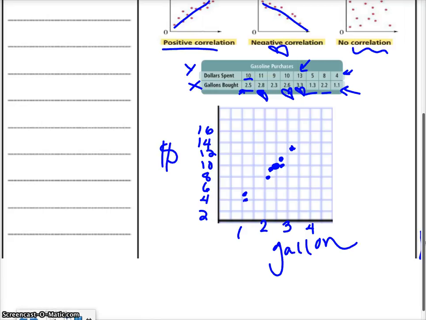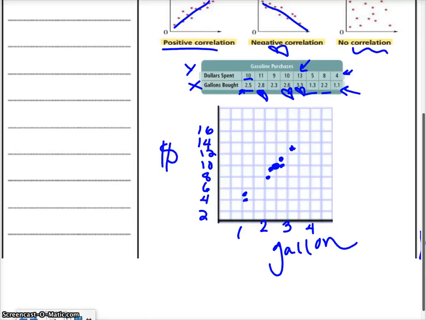Does this look like it has a correlation? Yes. Does it look like a line is forming? Yes. I can see a line. To me, it seems like they're congested in one area. Looks to me like a positive correlation on that. So that's learning target number 1.